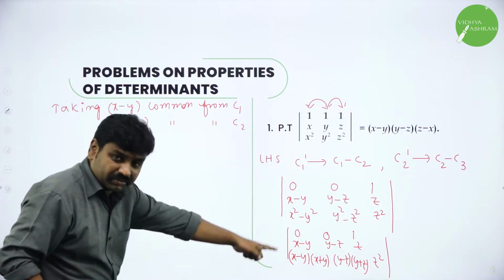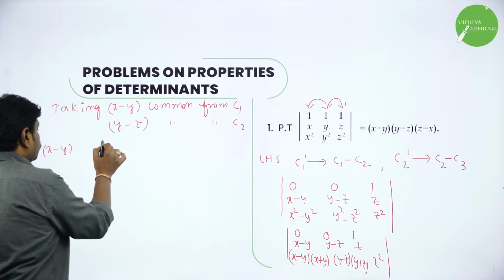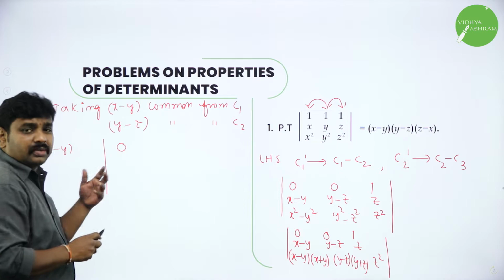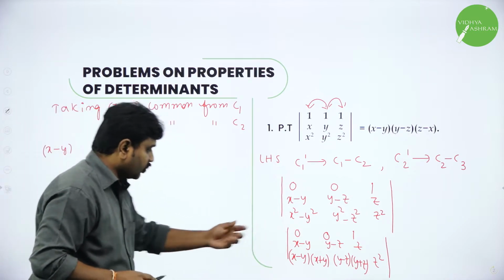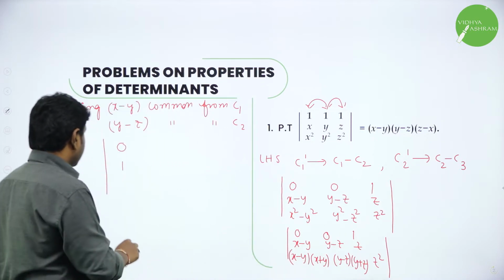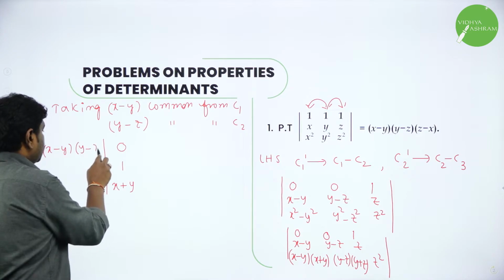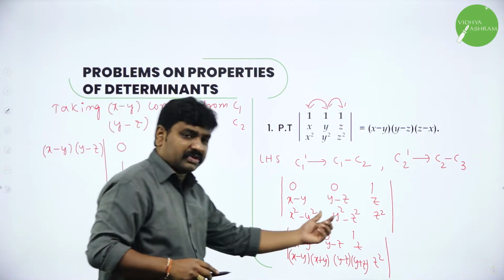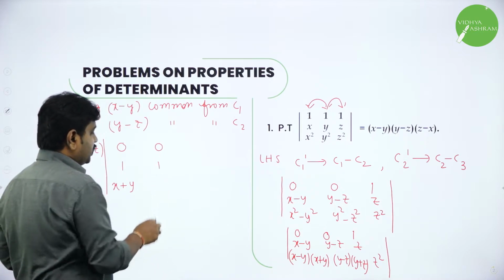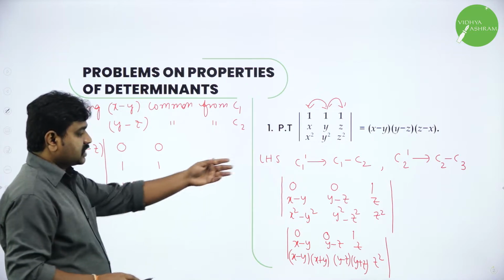So from the first column I will take x minus y out. If I take x minus y out, I will have the first column as this 0. From 0 anything you can take common, and x minus y, if you take it out, it will become 1, and here x minus y, if you take it out, what is left out? X plus y. Then we are taking y minus z also common. I am taking y minus z common from this. If I take y minus z, this will be 0 and this will be 1, and y minus z is out, so it will become y plus z, and the last column will be as it is.